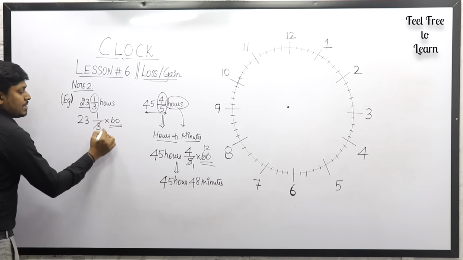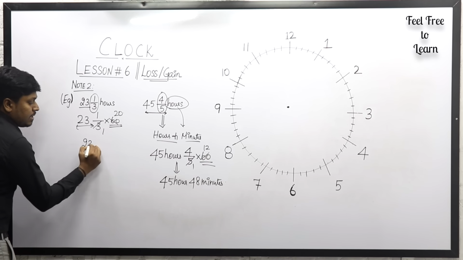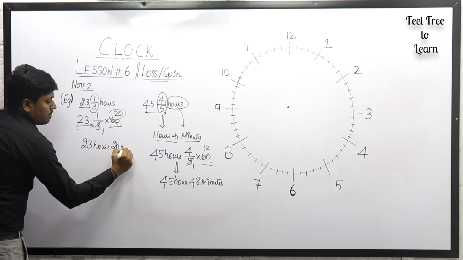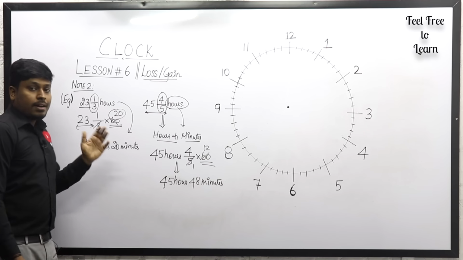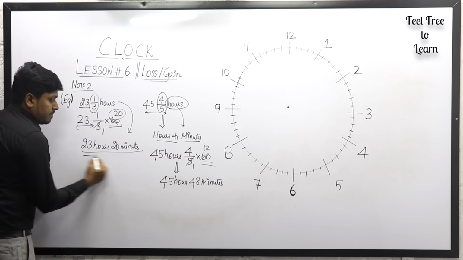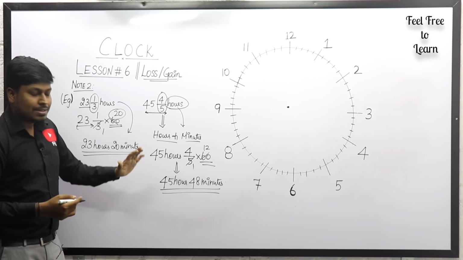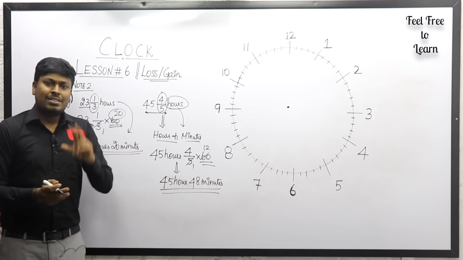So into 60, 1 3 is 3, 20 times. So finally we can say keep the integer as it is: 23 hours, and this will be 20 minutes. So finally we converted the complete number in hours into hours as well as minutes. Understood? So this will be the answer. Sometimes most of the students will make mistakes in these areas, and that's the reason I thought of teaching this earlier. So these are the two important notes.